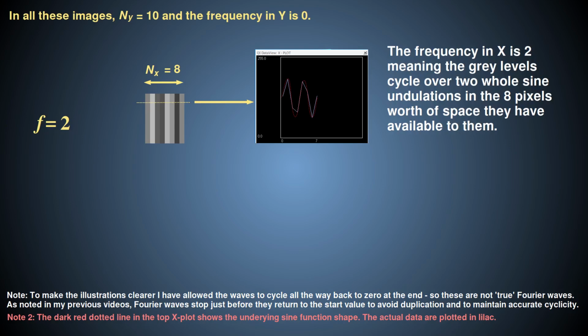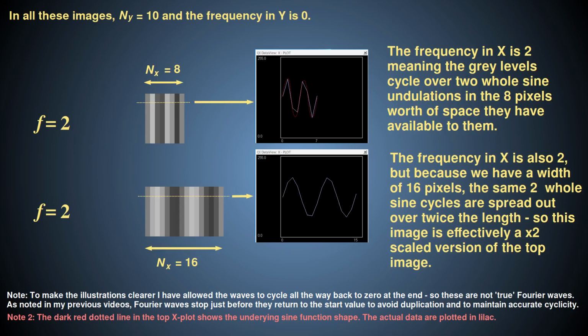So, if you have a frequency in the x direction of 2 in an image that is 8 pixels wide, then a harmonic at that frequency makes 2 complete cycles in those 8 pixels. Now, if you have that same frequency value of 2 in an image that is 16 pixels wide, the harmonic has more pixels in which to make the same number of cycles. So it is effectively stretched or enlarged in width, and the same can be said for frequencies in the y direction and stretching in height.